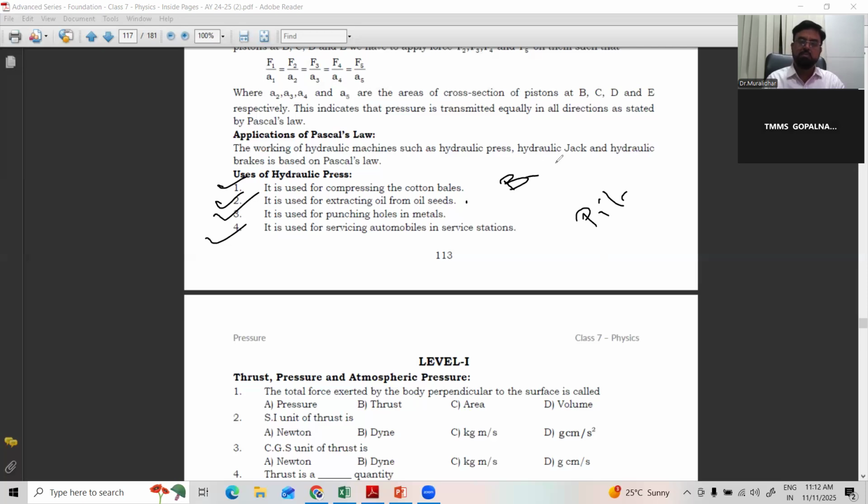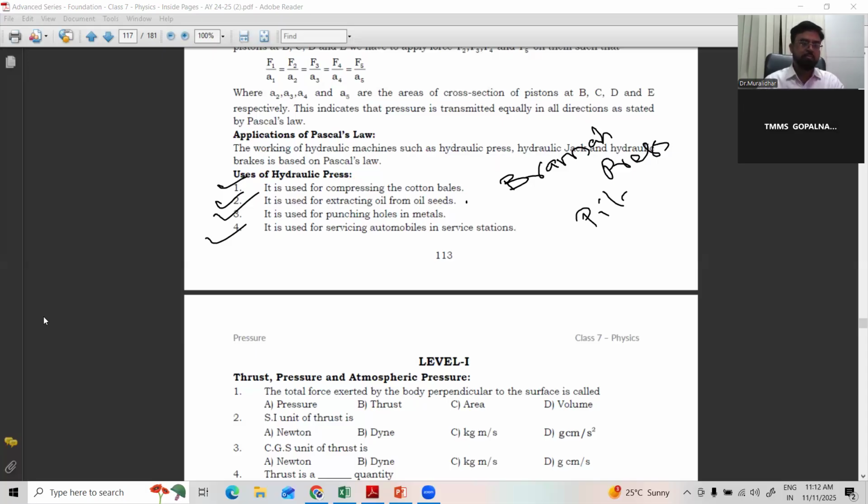You will come across the construction and working of this in higher classes. So the simple understanding is, according to Pascal's law, the pressure exerted in a liquid is the same in all directions, or equally in all directions. Because it acts equally in all directions, we can raise the car to the required level for washing purposes. That is servicing. And also for crushing cotton seeds, crushing oil seeds, making holes in metals. For all these purposes, hydraulic machines are used, which work on the principle of Pascal's law.